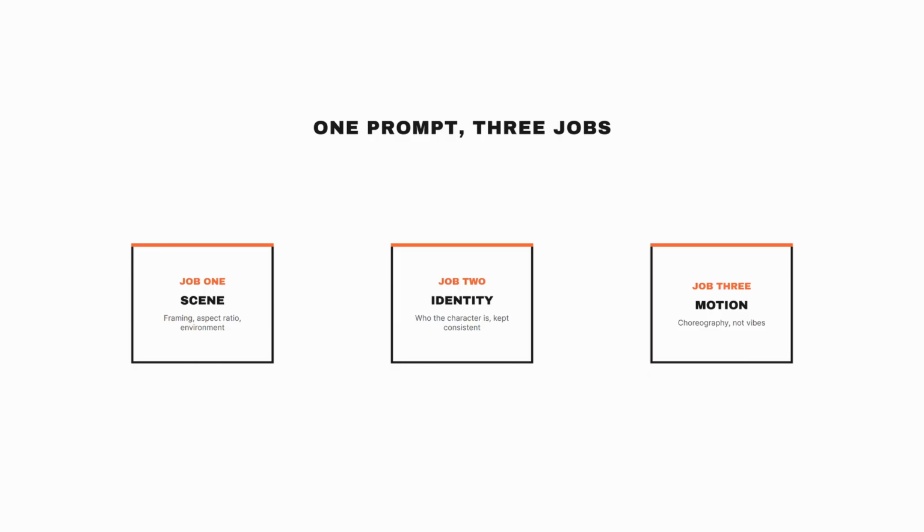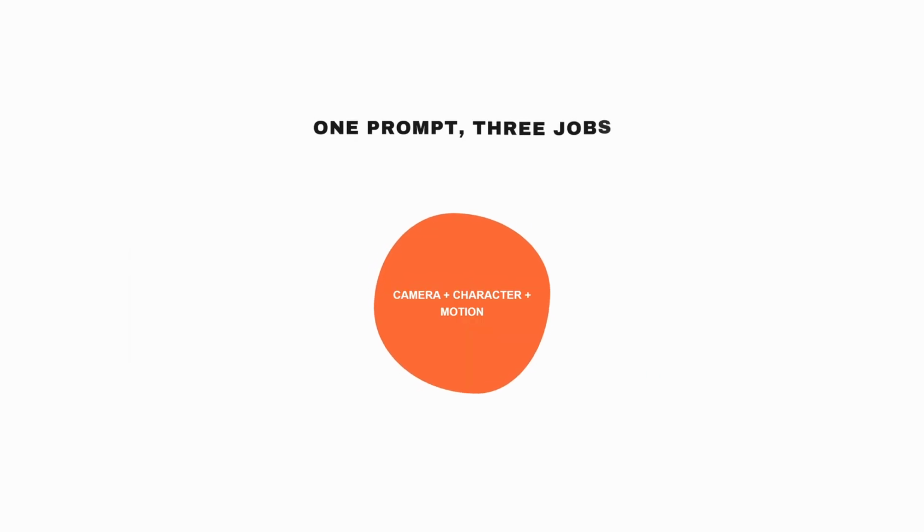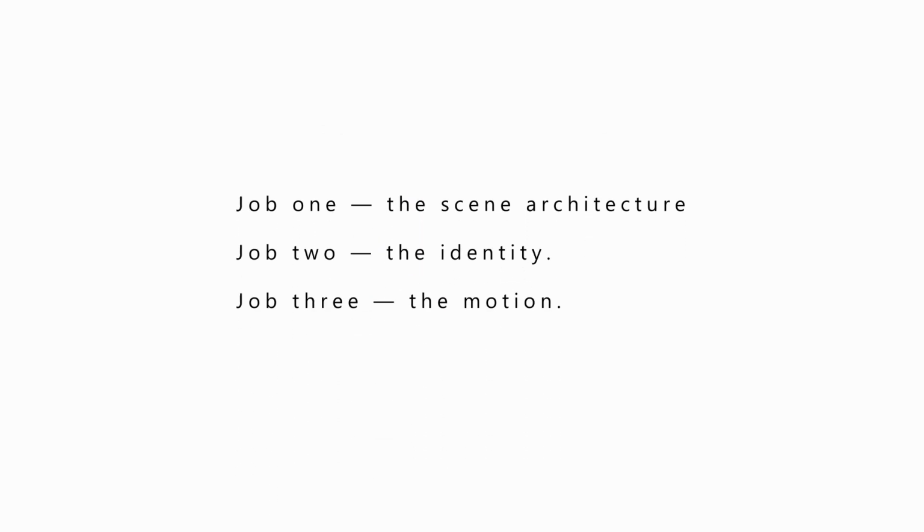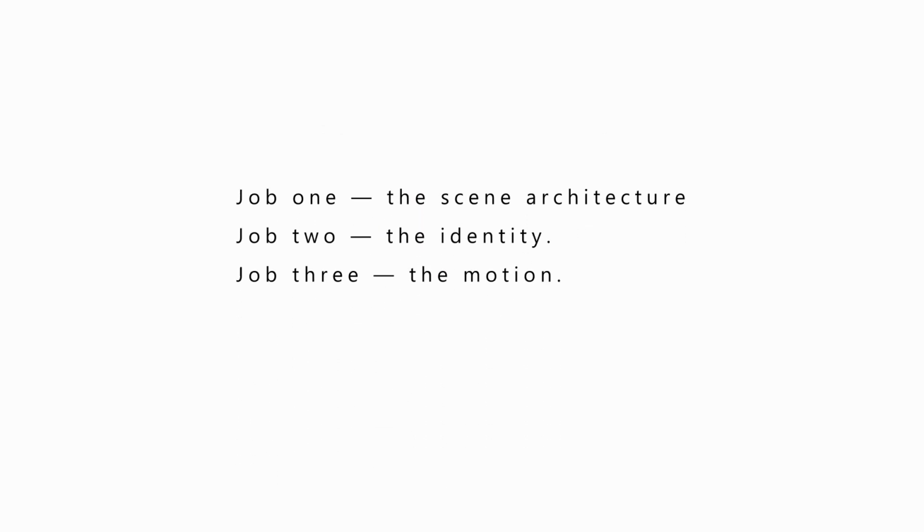The fix that consistently works: treat every scene as three separate jobs. Job 1, the scene architecture. That's your framing, your aspect ratio, your environment. Job 2, the identity. Who is the character? Are they consistent from clip to clip? Job 3, the motion. What is the camera doing? What is the subject doing? Describe a choreography, not vibes. When these three live in separate, clear instructions, your first frame holds and everything after it holds too.